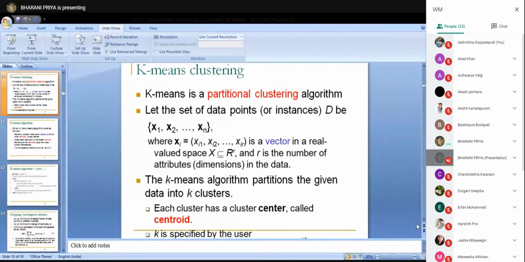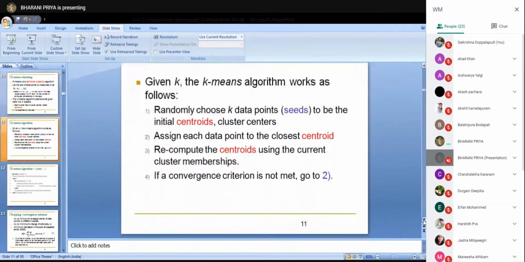Then what is the stopping criteria? Ma'am, do you mean threshold? You go on iterating. First you are selecting k points and you are calculating the distance between these k points and other data points.